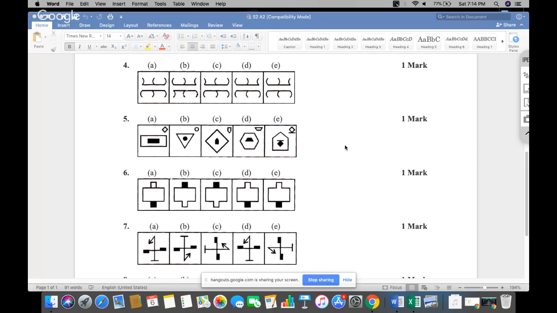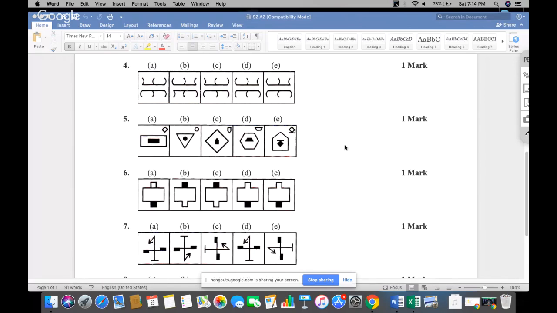Why B? A lot of people have given me answer B. Why B? Explain. B is the right answer. Why B? Can someone explain?